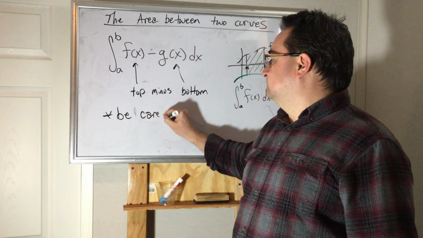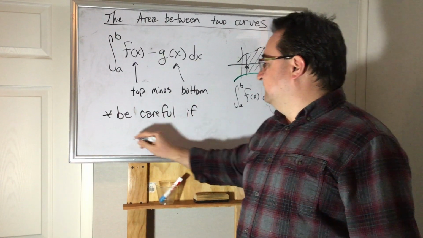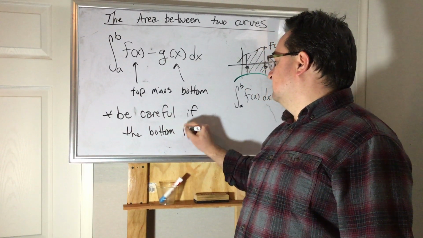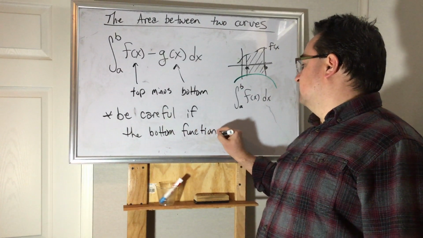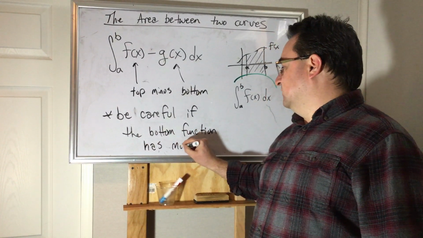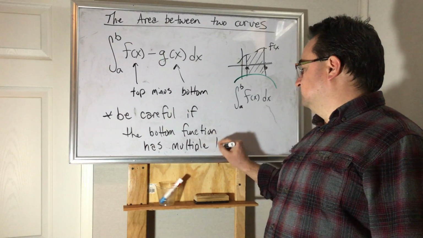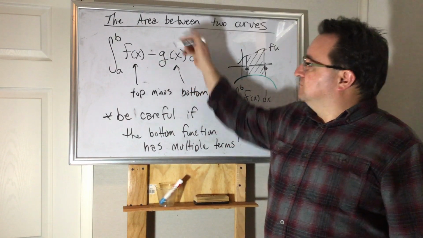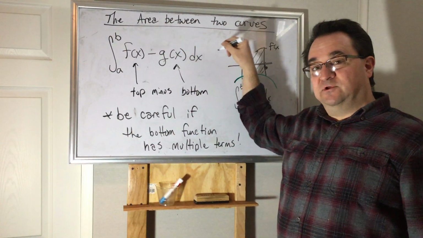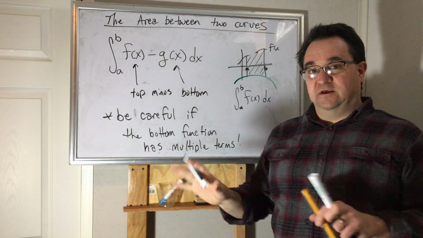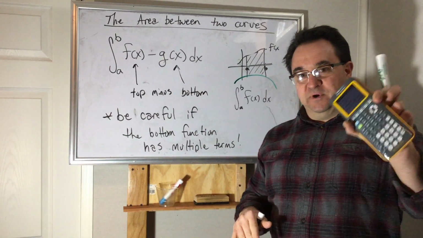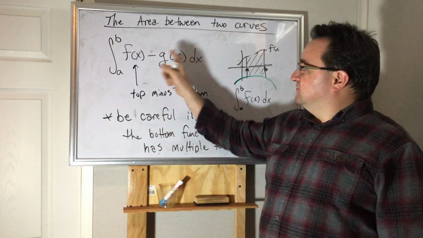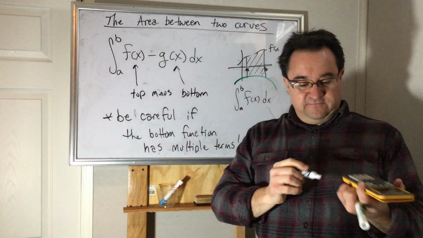And one thing to be careful of is if the bottom function has multiple terms. That is because if this is like two terms, remember that minus has to distribute through both of them. If you're doing them by hand, you've got to distribute that minus. Or if you're punching it in your calculator, you have to put both the terms in parentheses so that the minus is impacting the whole second function.